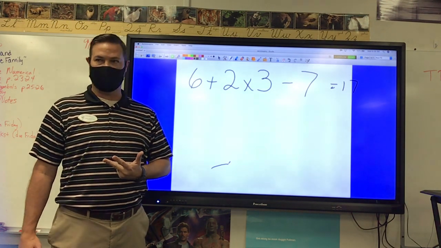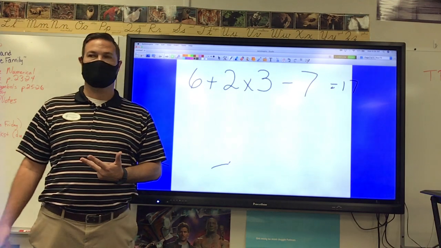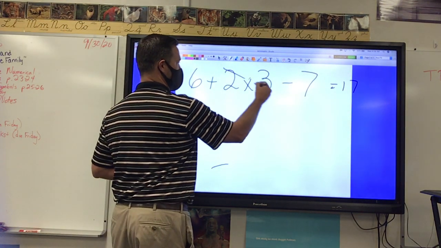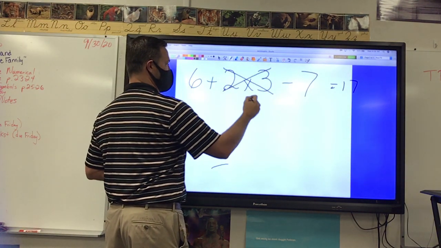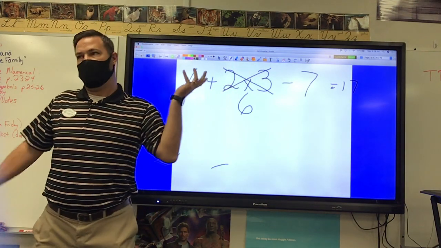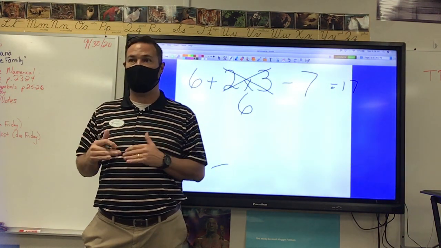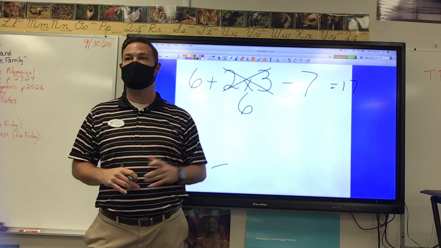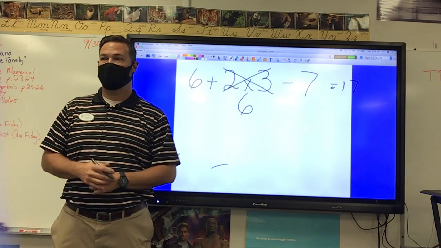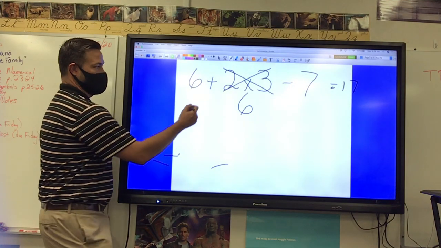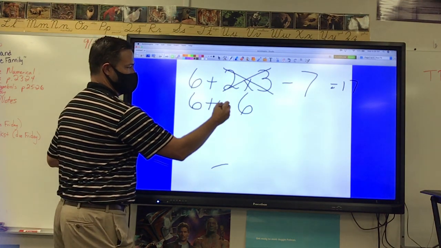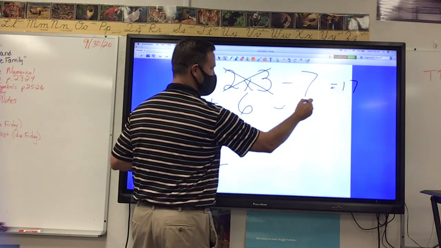What's my multiplying or dividing problem? 2 times 3. What's 2 times 3? 6. But that's in the middle of my problem. It doesn't matter. Multiplying and dividing comes first. Again, cross it out and rewrite the rest of your problem. I have a 6 plus, I already have that, minus 7.